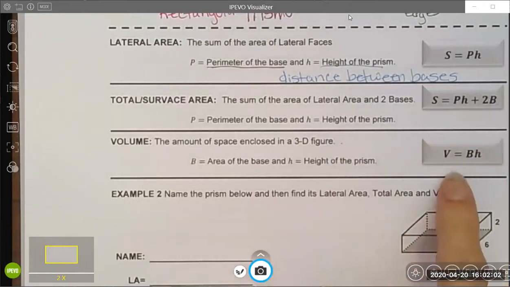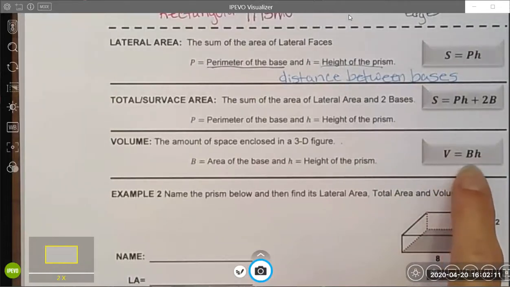And then finally, a much simpler formula to find the volume of any prism. We simply take the area of the base and multiply it by the height.